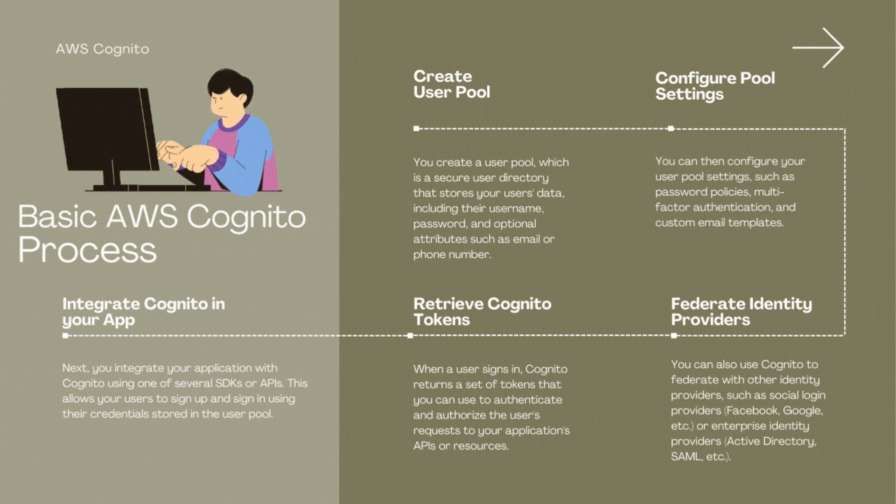In addition to user pools, Cognito provides identity pools, which allow your users to obtain temporary AWS credentials to access AWS services. This can be useful if your application needs to access AWS resources on behalf of your users, such as uploading files to S3. Overall, AWS Cognito is a powerful and flexible authentication and user management solution that can save you time and effort when building your applications.